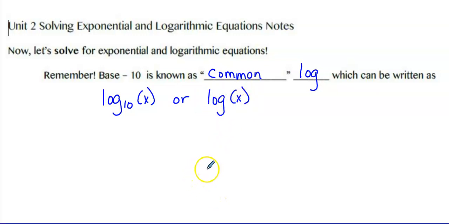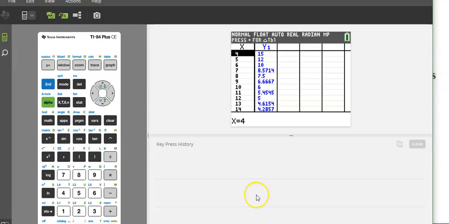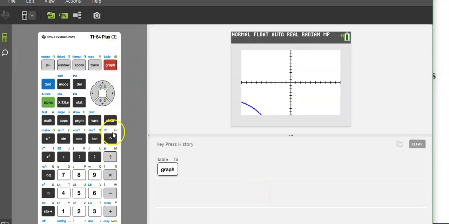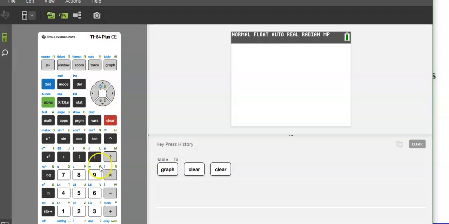This is one that we can put in our calculator. There's a button on our calculator for log base 10. Let's see if mine will come up. Okay, so your log button is right here, and anytime you use this log button, it is for a base 10 log.